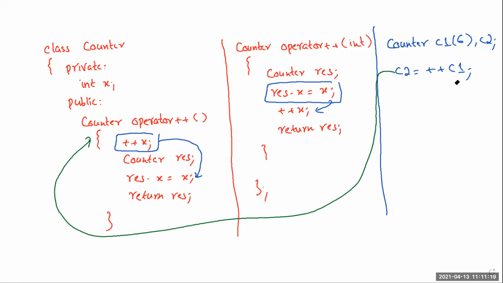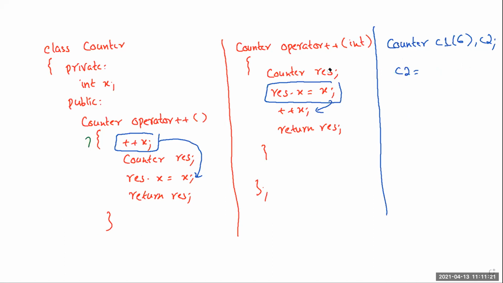Now let's change these statements, and rather than using the prefix version, let's see what will happen in the postfix version. So in the postfix version, I will write it as C1 plus plus. Now with the postfix version, the function that we have written later is called. When this function is called, you see we are copying the original value of X in result. So it will be 6, and then we are incrementing. So X of C1 will become 7, but X of C2 will remain 6.